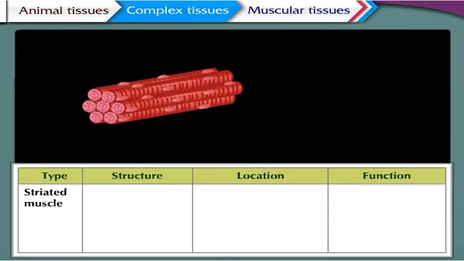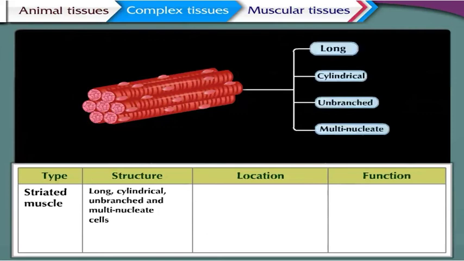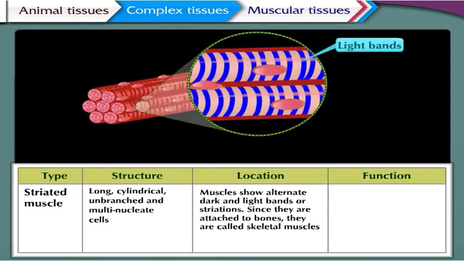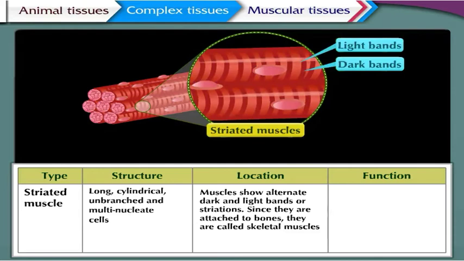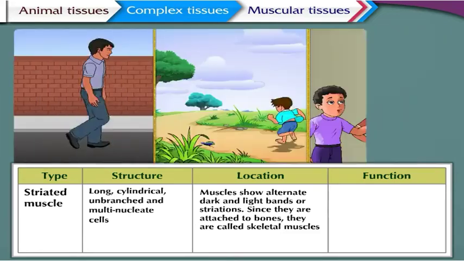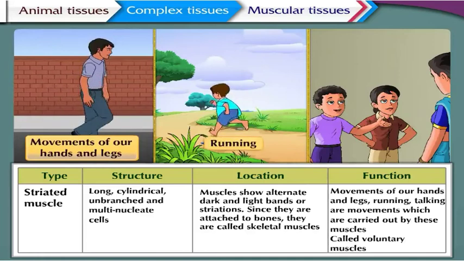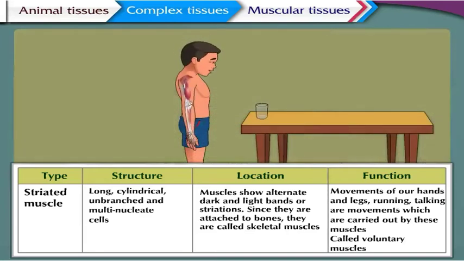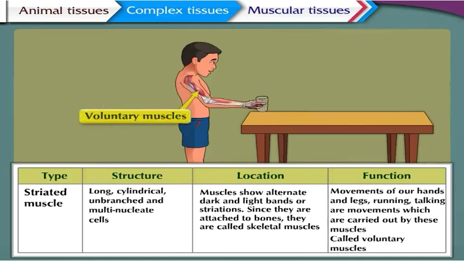Striated muscles. The cells in these tissues are long, cylindrical, unbranched, and multinucleate. Under the microscope, these muscles show alternate light and dark bands or striations. Hence, they are called striated muscles. As these muscles are connected to the bones, they are called skeletal muscles. Movements of hands and legs, running, and talking are carried out by these muscles. The movements of these muscles take place by our will, hence they are called voluntary muscles.